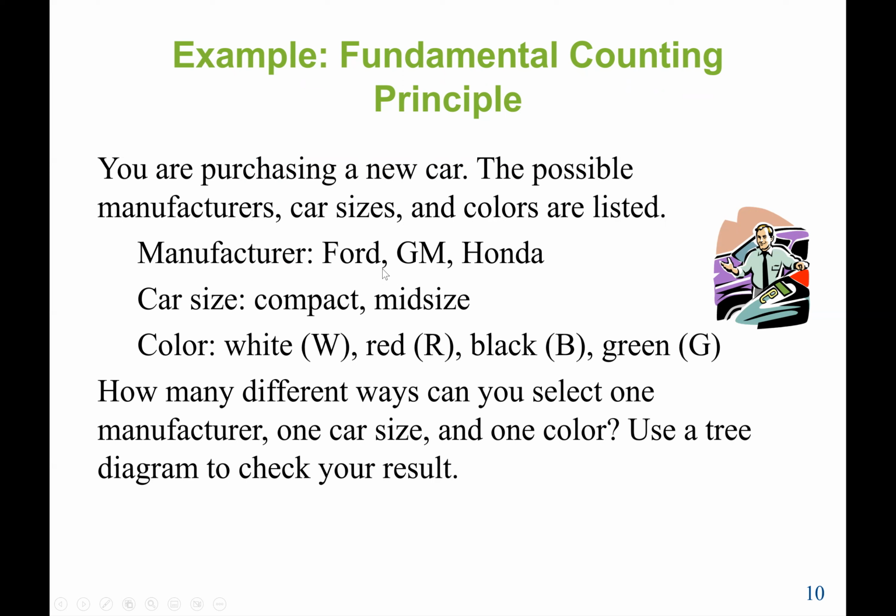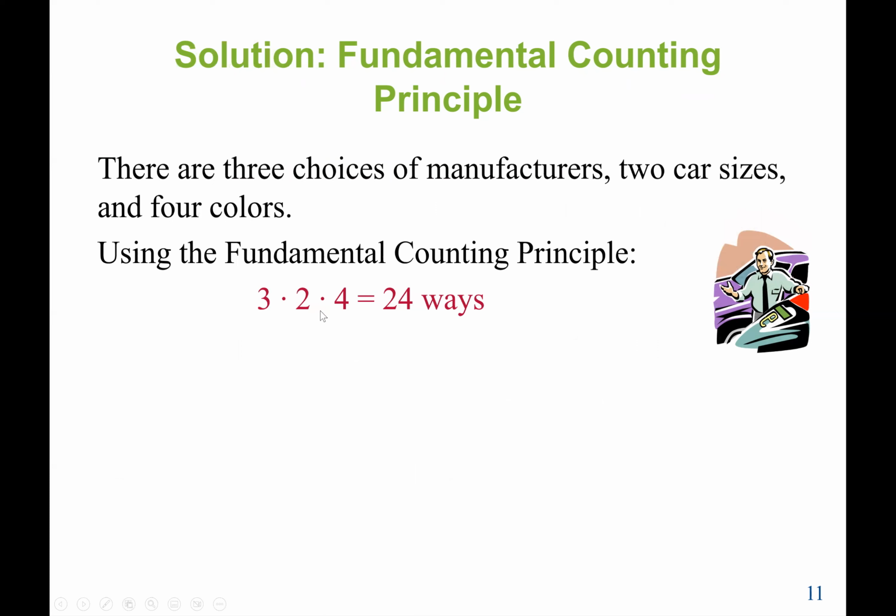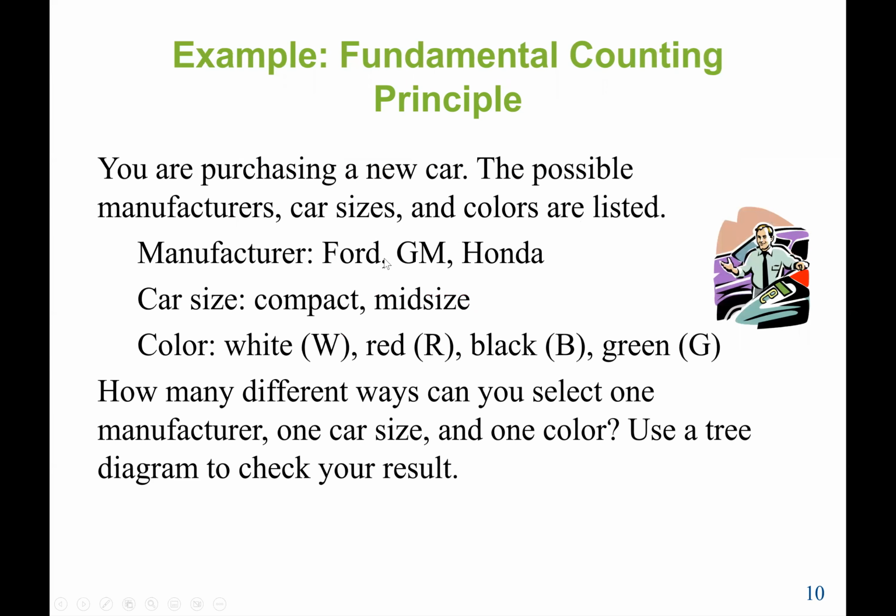Now, the possible way would be, the manufacturers are 2. So it will be 2 times, the car size is also 2. So 2 times 2, the colors are 4. So times 4. So the answer will be 2 times 2 times 4, which will give us 16. Let's go back. The manufacturers are 3, okay, I said 2. So we have Ford, GM, and Honda. So it will be 3 times 2 times 4. So that will give us 24.